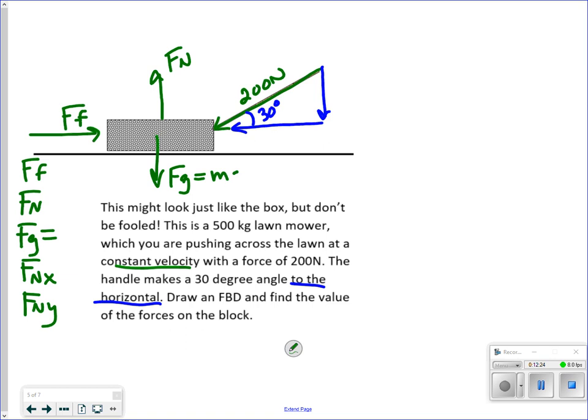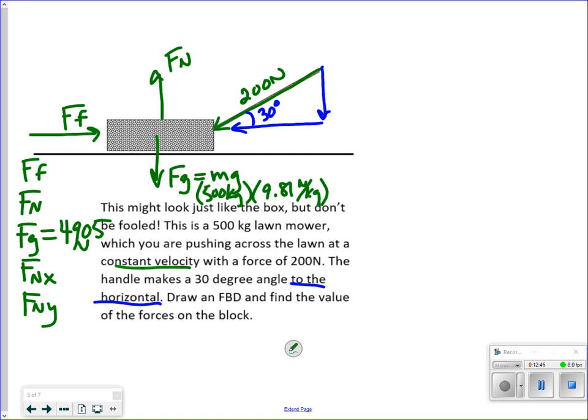Now, this is the first one I can figure out, right? Because I know that that's m times g. So I did that one. I did 500 kilograms times 9.81 newtons per kilogram, and I know that I need to do this because it's not already in newtons. So I got a value of Fg of 4905 newtons. All right, easy peasy.